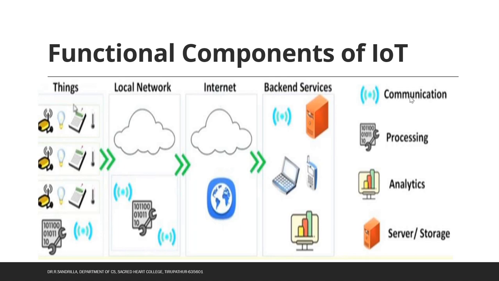The last part is communication, which is an important component of IoT. It is a fundamental aspect that enables devices, sensors, and systems to interact, share data, and collaborate to perform various tasks and achieve specific objectives. IoT devices need to communicate efficiently and securely to make real-time decisions, where they have to collect data and respond to changes in the environment. These are the basic functional components of IoT.